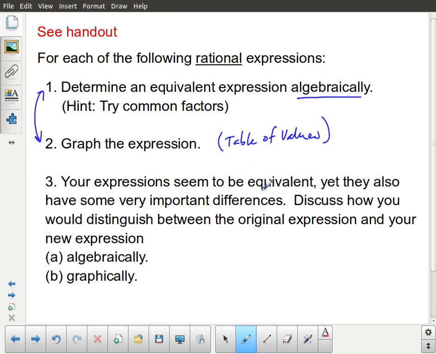From the start to the end, from your original expression to your new expression, there will be some steps that we take that will result in some differences being introduced. They'll look the same, the graphs will look the same, but there will be some very important differences between them. So as you go through this, give some thought to the algebraic or the graphical differences that you might expect to see.